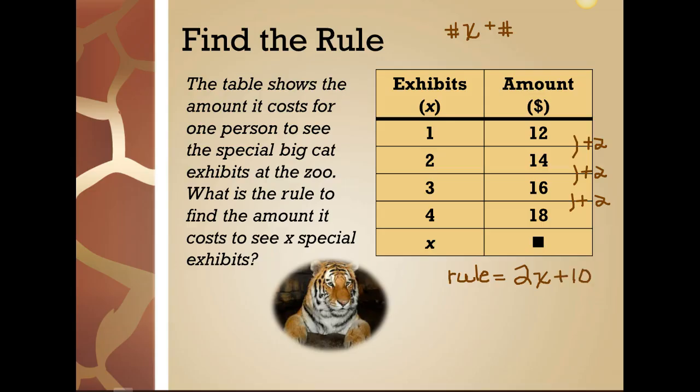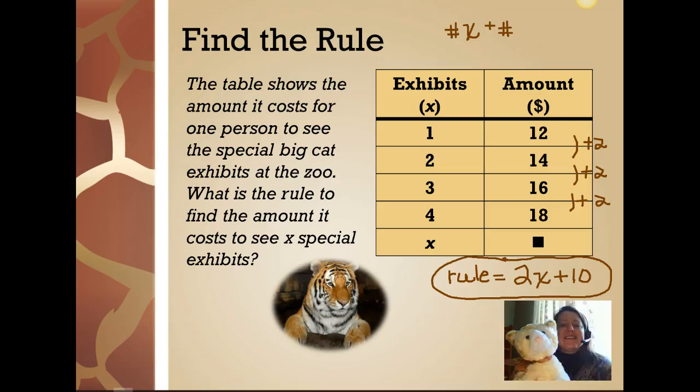Of course, we need to check that out. 2 times 2 is 4, plus 10 is 14. 3 times 2 is 6, plus 10 is 16. So it looks like our rule is correct. Basically, this tells us that there was a $10 admission to the zoo, and it's $2 for each extra special big cat exhibit a person wants to see.